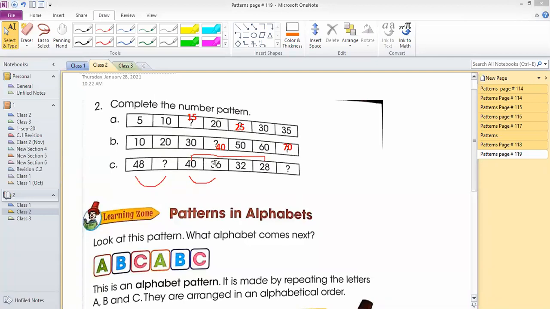Count back from 40 and check. How many times do you count back to reach 36? From 40, yes. Count back. One time count back. Before 40, what comes? Before 40, what comes in counting? In counting, if you find out before 40, what number comes?